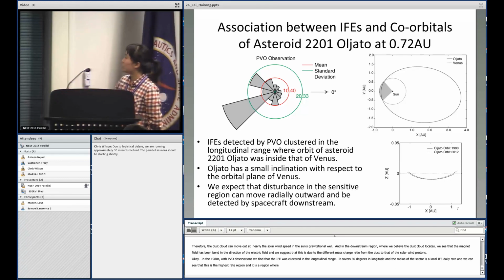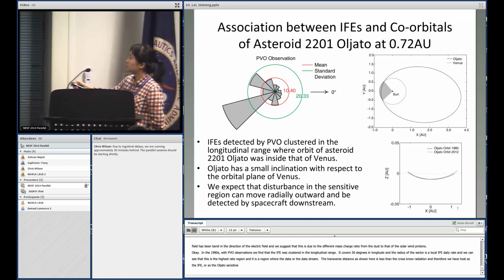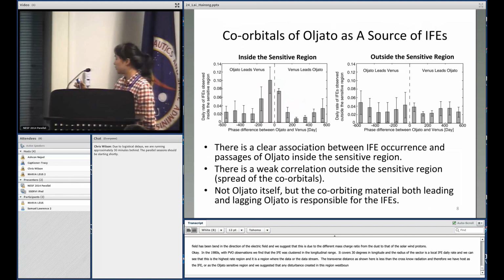And because Oljato has a small inclination relative to the orbital plane of Venus, the transverse distance between the two orbits shown here is less than the cross-flow radius of the IFE. Therefore, we define the whole sector as the Oljato sensitive region, and we suggest that any disturbance created in this region will be swept by the solar wind to the downstream and detected by the spacecraft.